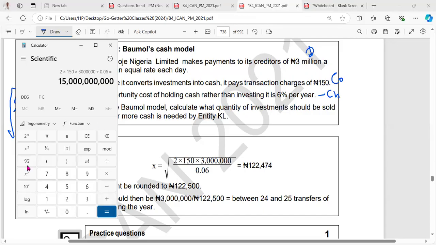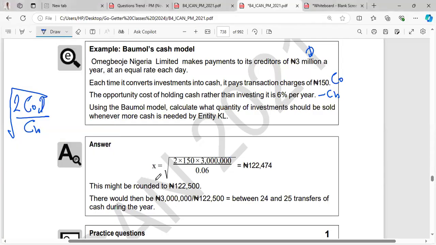How do you find the square root? You just click on the square root. It gives you 122,474. That's what we have here. So this is the amount you must sell in order to meet your cash demand. So you can round it up to 122,500.